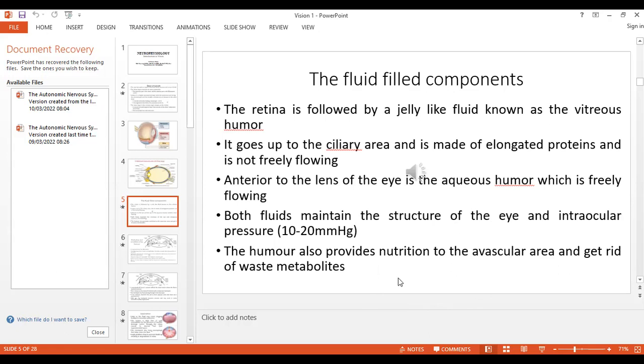What do we mean by an avascular area? This is an area that doesn't have blood vessels. So the humor is able to supply these areas which do not have access to blood vessels. It provides nutrition, meaning that it is highly nutritious, and it is also able to get rid of what we call waste metabolites.